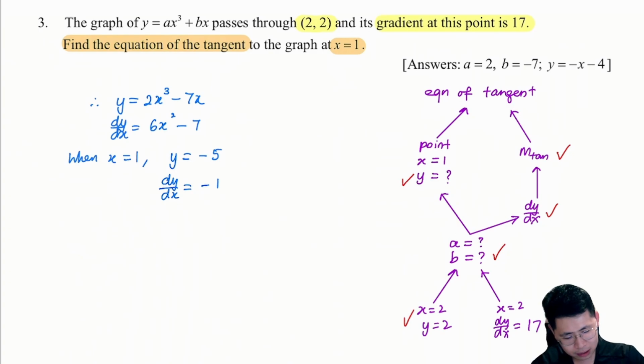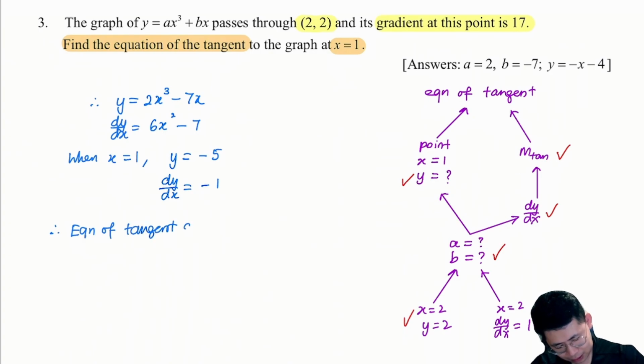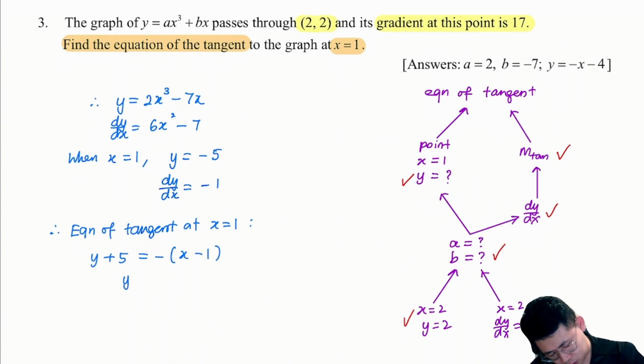So now last but not least is the equation of tangent. The equation of tangent at x equals to 1 is going to be y minus y1 equals to m times (x minus x1) over here. So altogether this is going to be y equals negative x minus 4.